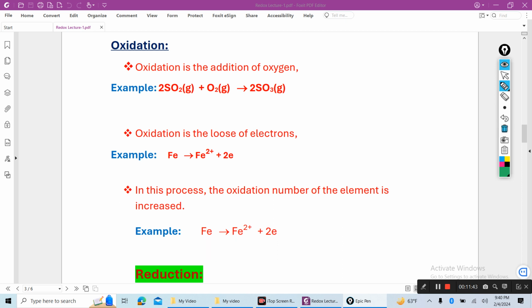So what is oxidation? It means addition of oxygen. If oxygen is added, you can tell it is oxidation. If there is loss of electrons, this is known as oxidation. If oxidation number increases, that process is also known as oxidation.